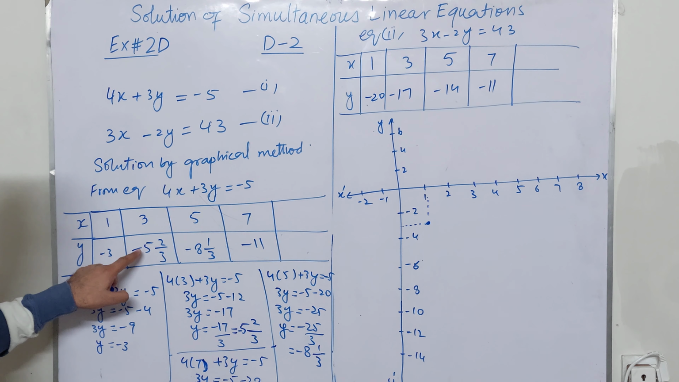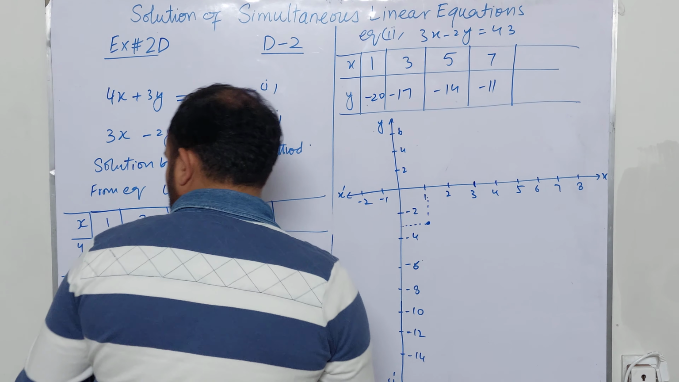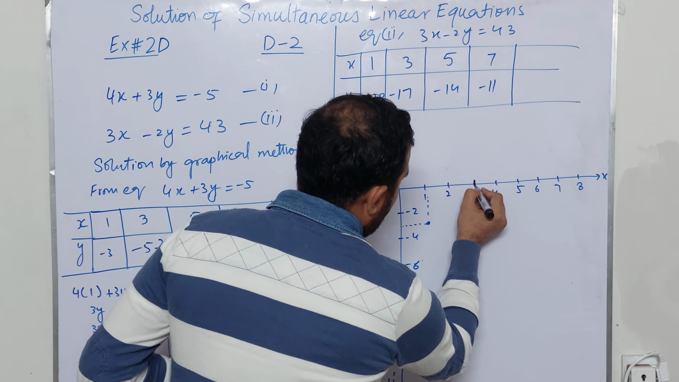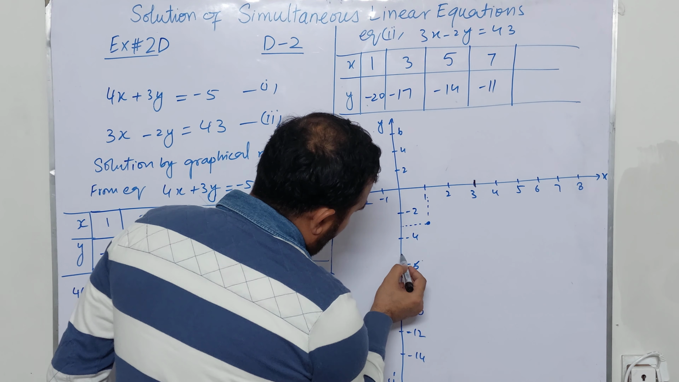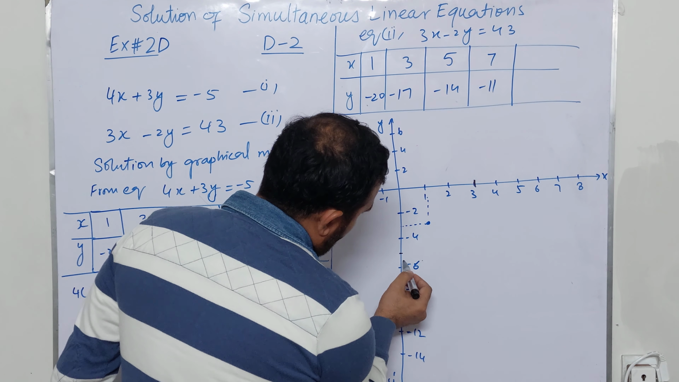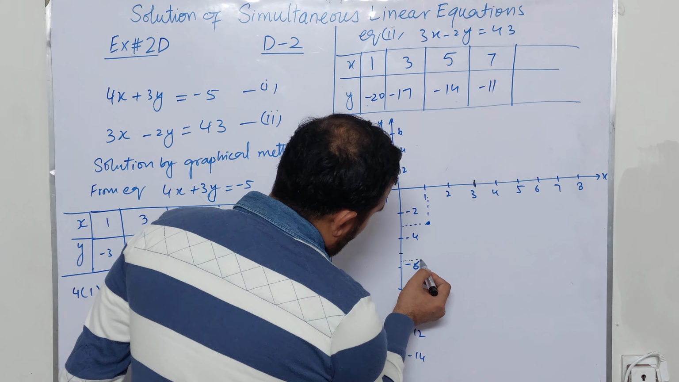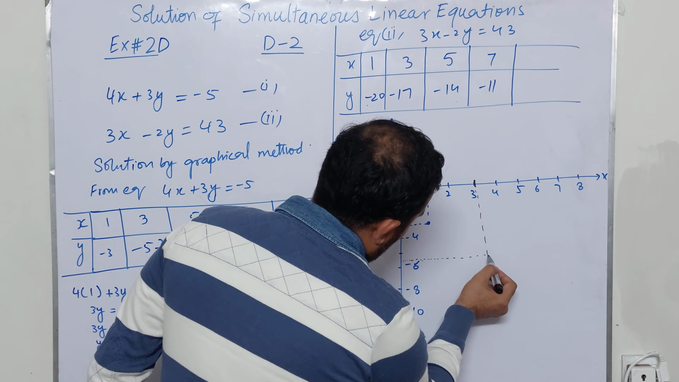And then 3, minus 5 and 2 by 3. So when x is 3, then y is minus 5 and 2 by 3. So we will have minus 5 and 2 by 3. So if this is minus 5, then 2 by 3 means 2/3 after minus 5. So that is the second point.